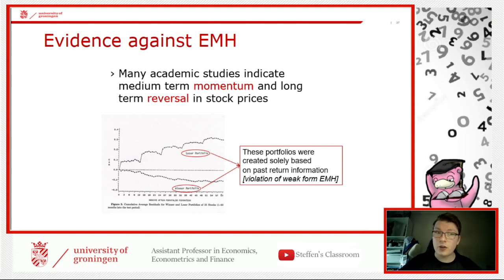So the losers portfolio was created because at point zero in this graph, they were the terrible portfolios. On the other hand, the winners portfolio was created of stocks that at that point in time were all the good stocks, the ones with high returns. And then you see afterwards, they diverge in the opposite direction of what they did in the past, right? This is also evidence against the efficient market hypothesis.